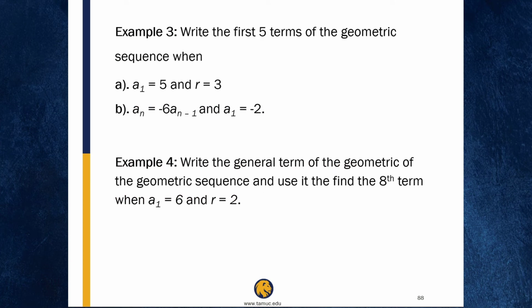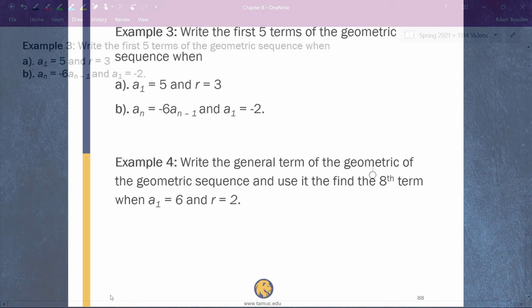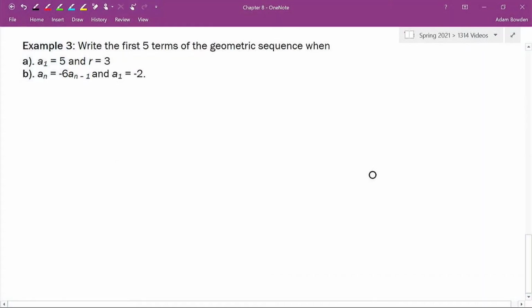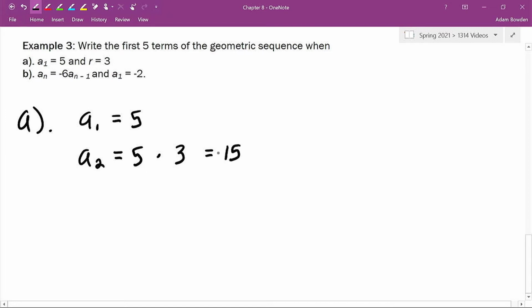So we'll look at a few examples of geometric sequences, working with the formula and some of the calculations. The first one says write the first 5 terms of the geometric sequence where a_1 equals 5 and r equals 3. So a_1 equals the first term, that'll be 5. And then the second term will be found by multiplying by the number 3. So that'd be 5 times 3, or 15.